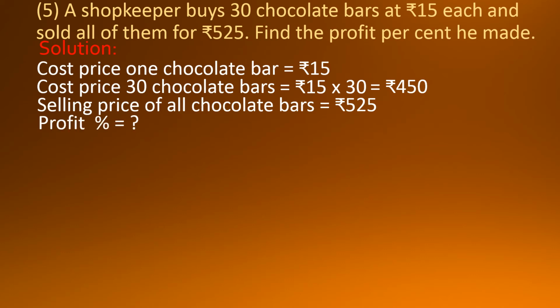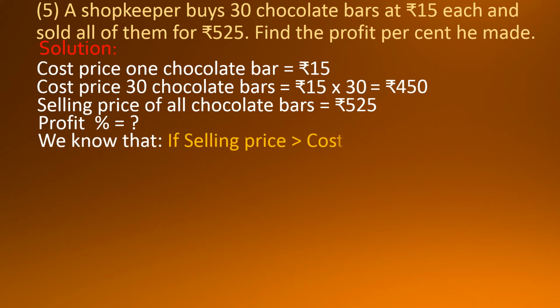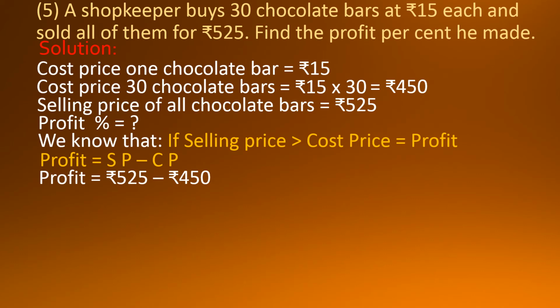Now tell me which one is greater, cost price or selling price? Yes, selling price. And we know that if selling price is greater than cost price, we have a profit, and profit is equal to SP minus CP. Now put the value. SP is equal to rupees 525 and CP is equal to rupees 450. So write down rupees 525 minus rupees 450. Now do the subtraction. We get rupees 75. So profit is equal to rupees 75.